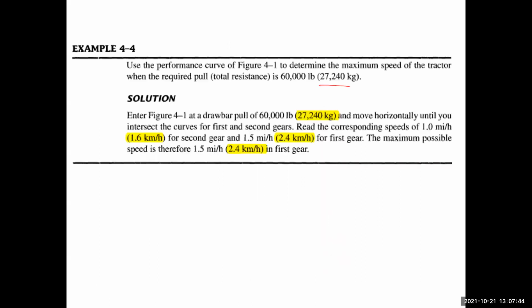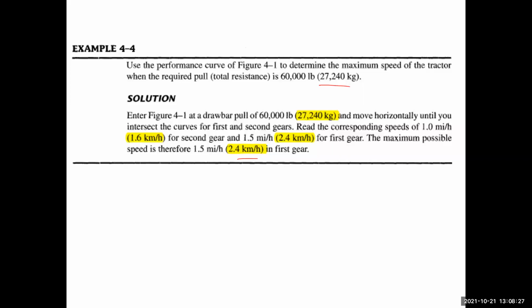So from figure 4-1, at a drawbar pull of 27,240 kilograms, move horizontally until you intersect the curves for the first and second gear. Read the corresponding speeds: 1 mile per hour, about 1.6 kilometers per hour, for second gear, and 1.5 miles per hour, or 2.4 kilometers per hour, for the first gear. So the maximum possible speed in this case is 2.4 kilometers per hour in the first gear.